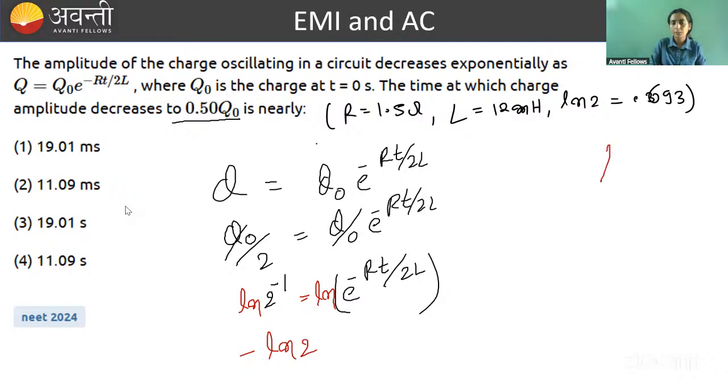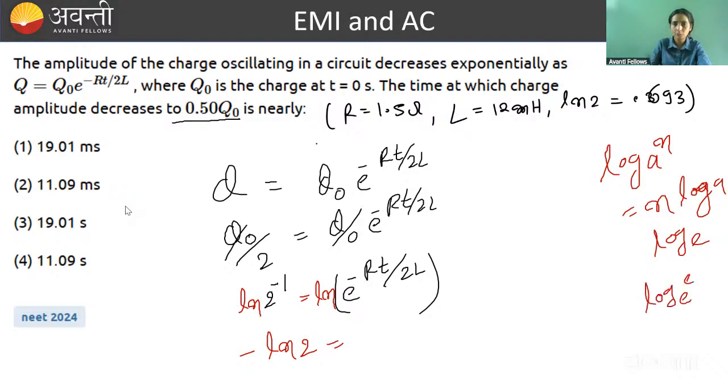Okay, because you have read about logs, a to the power minus n can be written as minus n log a. So here ln means log with base e. So this is minus ln2, and you already know ln means base e, and this is this into e minus rt by 12. So in this case, what does the formula become? This will simply become minus RT by 12.